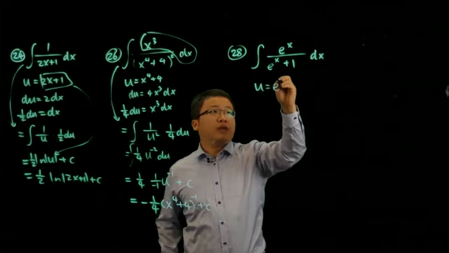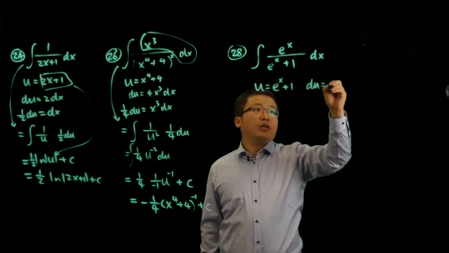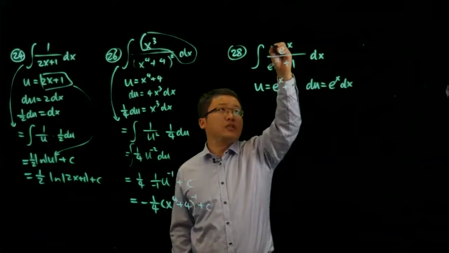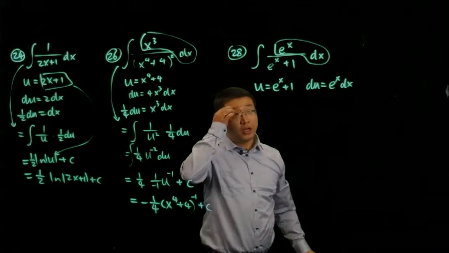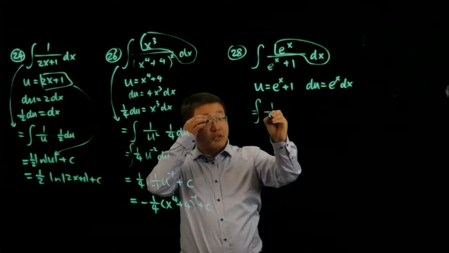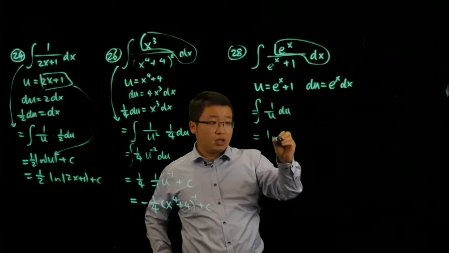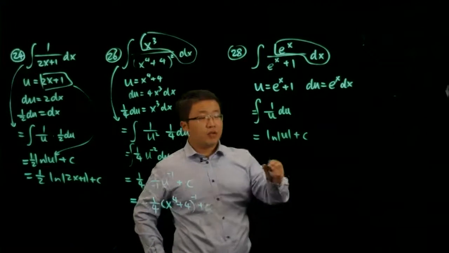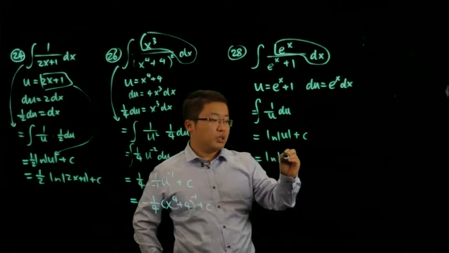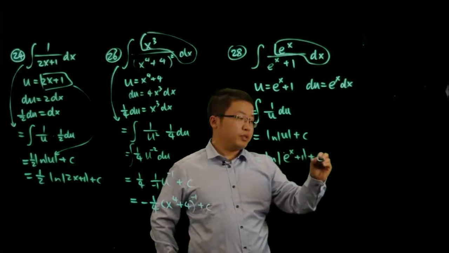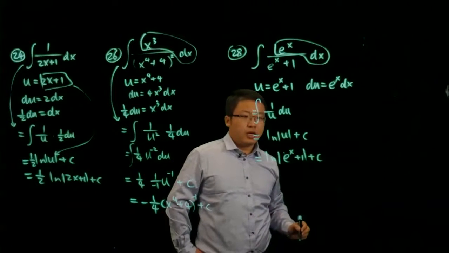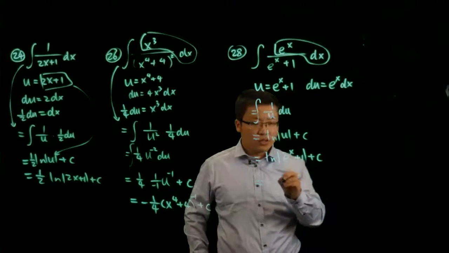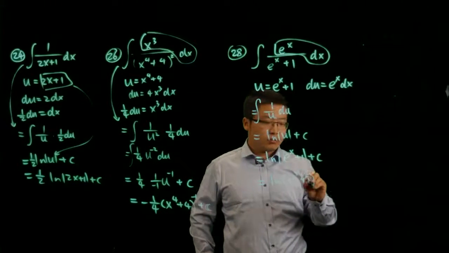Then your u is going to be e to the x plus 1. du is e to the x dx, because the derivative of this is still e to the x. So it's exactly the part you're looking for on the top. Therefore, your question becomes the integral of 1 over u du. And that's natural log of u plus c. Put the absolute value in there. And then substitute back in the definition of your u, which is e to the x plus 1, plus c. And actually, you don't need to put the absolute value for this particular question because e to the x is going to be a positive value, and you can just put e to the x plus 1 plus c.